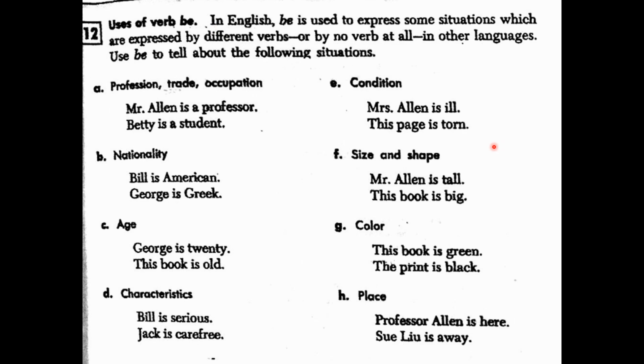So in the test, I could ask you to give me an example of verb be expressing condition, or use verb be to express nationality, or use verb be to express characteristics. So we'll give one of these examples.